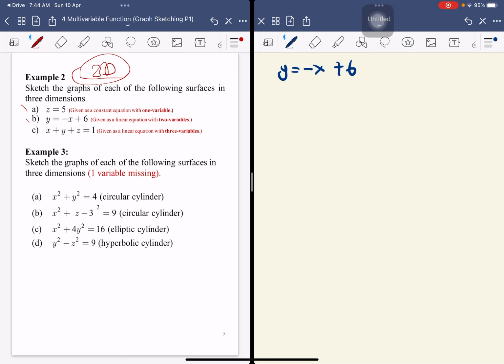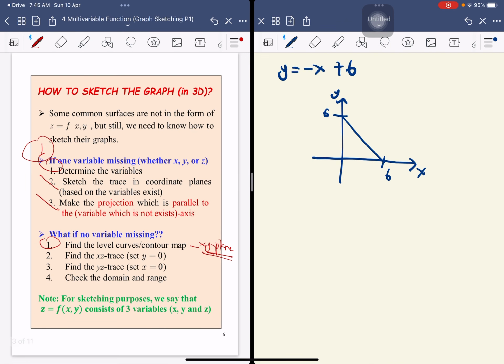Okay, so if we sketch in a 2D graph, you're going to have x, y over here. So it's going to be like this, 6 and 6, right? In the first part, if we only have one variable, y, then x is going to be any value. In the second case, we do not have the values of z. If we take a look at the manual procedure in getting a 3D graph, you're going to make the projection which is parallel to the missing variable.